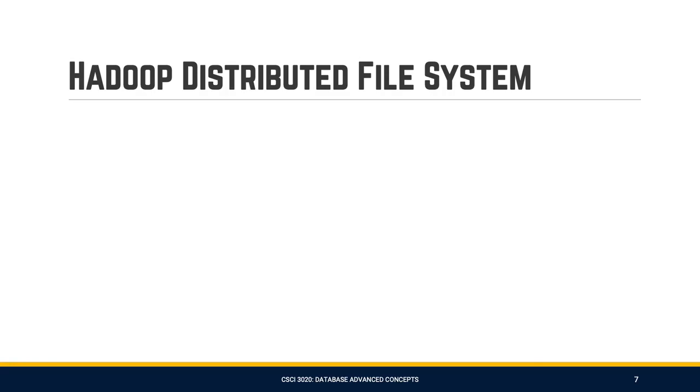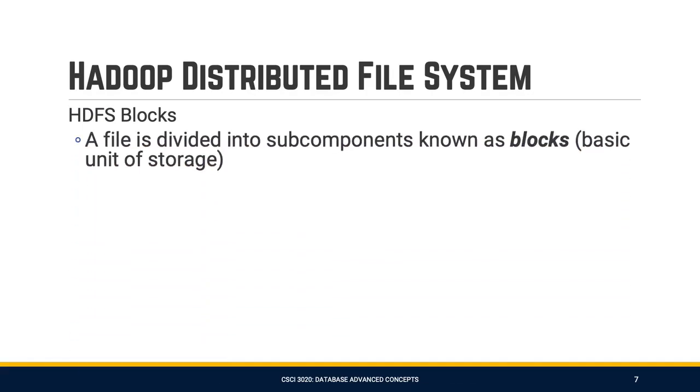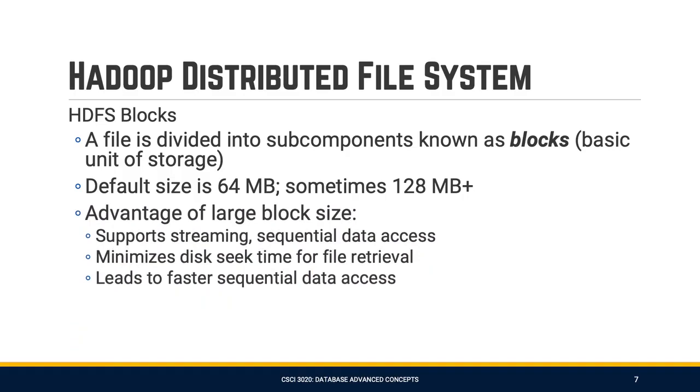So instead of chunks in the Google file system, in Hadoop you have what are known as blocks. Blocks are the same idea as a chunk. You have a file that's divided into subcomponents, and those subcomponents are known as blocks. The default size in Hadoop is 64 megabytes, but sometimes you can set it to a higher level than that. The advantage of having such a large block size is to support things like streaming and sequential data access.